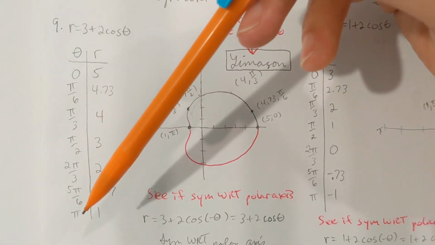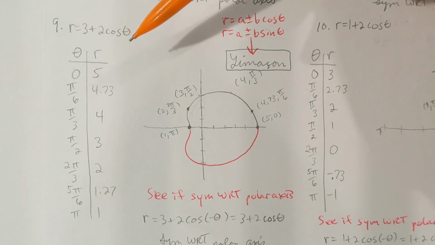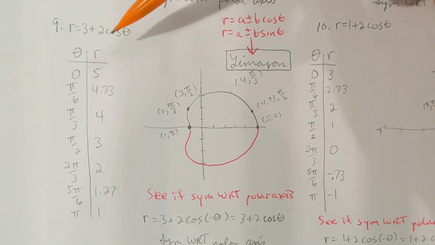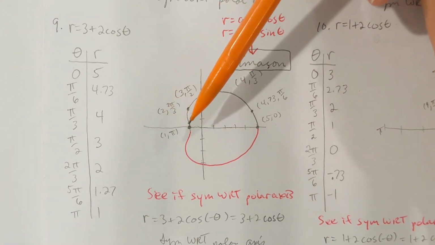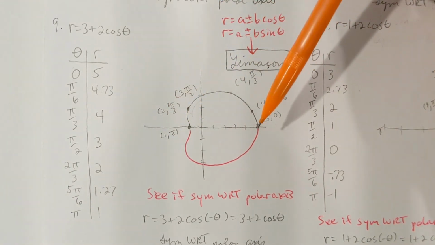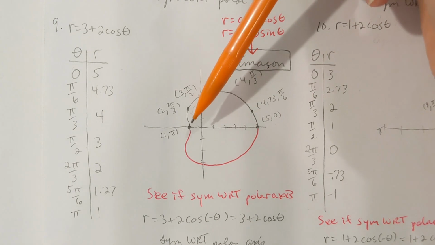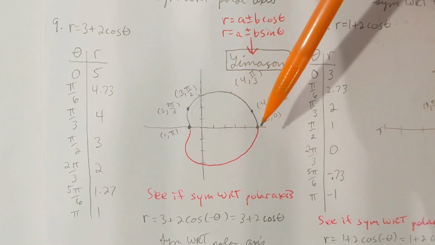And then I'm taking theta to be pi. Okay, cosine pi is negative 1, times 2 is negative 2, plus 3 is 1. So on the pi axis, I want to go out 1 unit there. And the part of the graph that you see drawn in pencil would be what we have so far from the table.